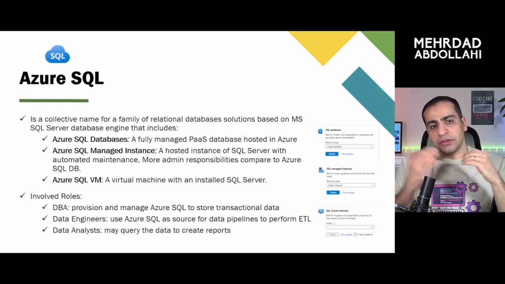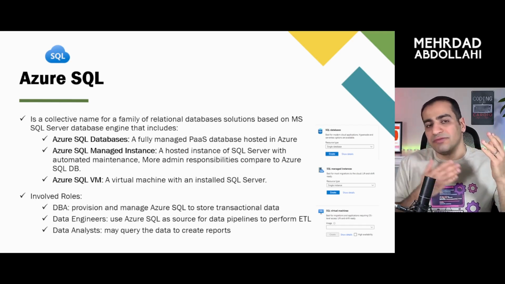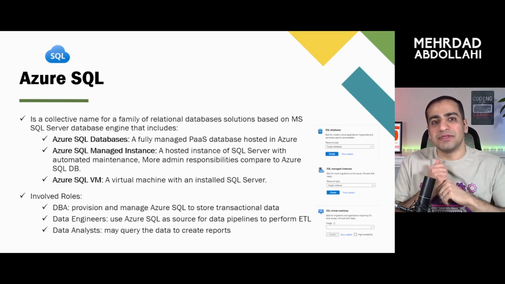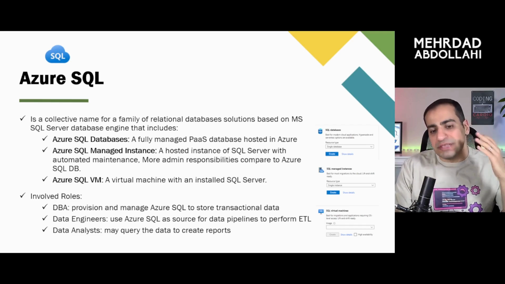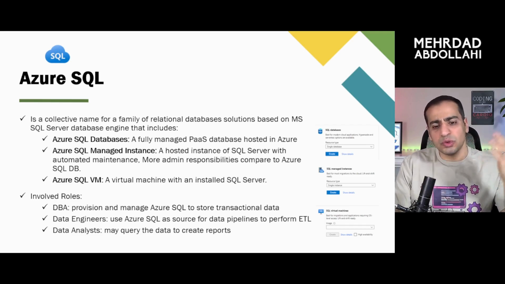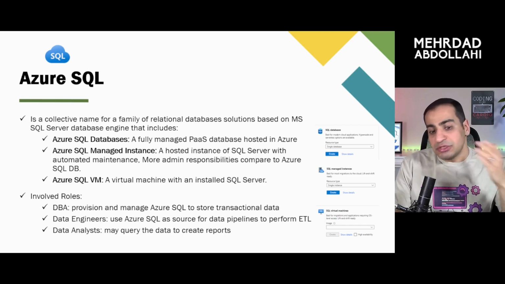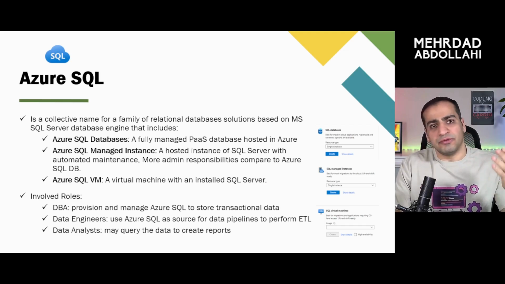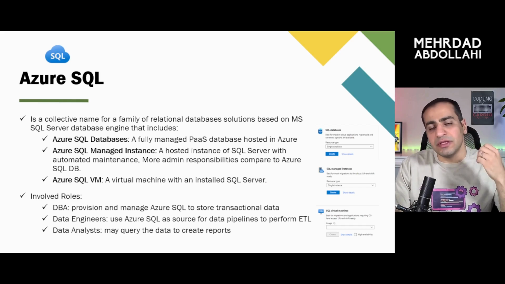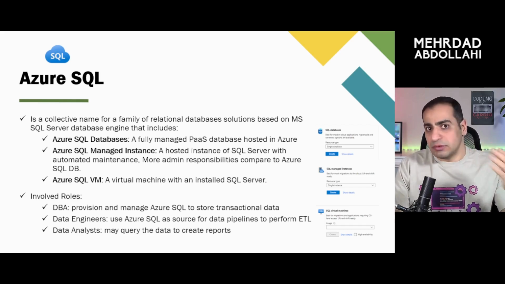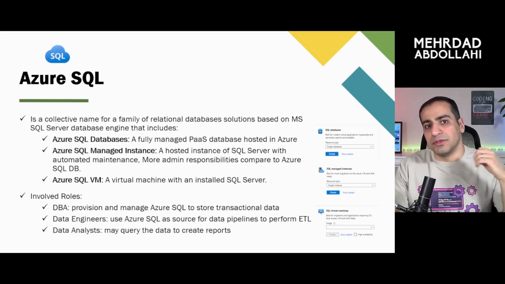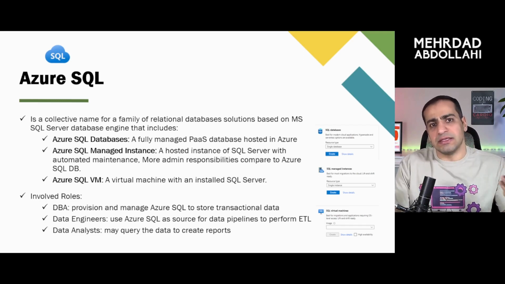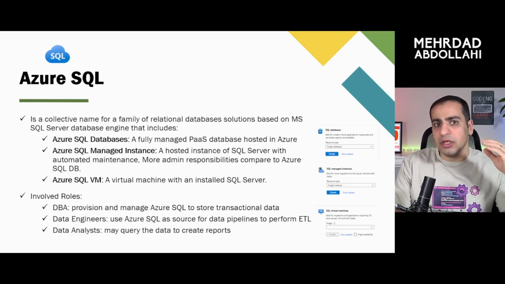For Azure SQL, we have the roles that are involved with them. We have database administrators. They provision and manage the Azure SQL services to store the transactional data. Data engineers retrieve the data from Azure SQL databases for their ETL processes, and load them for analytical purposes. And we also have data analysts. They may query the data to create reports and visualizations.